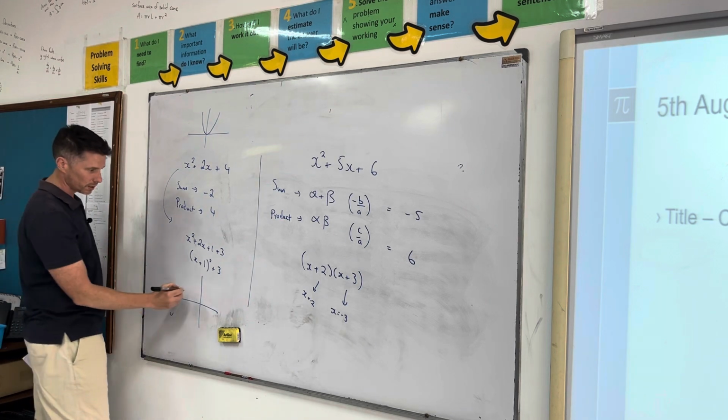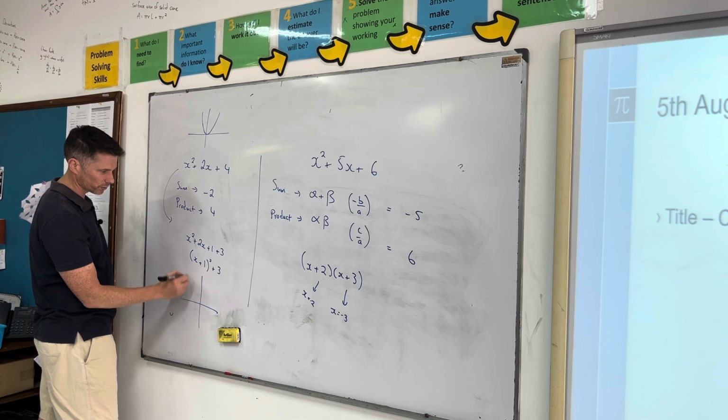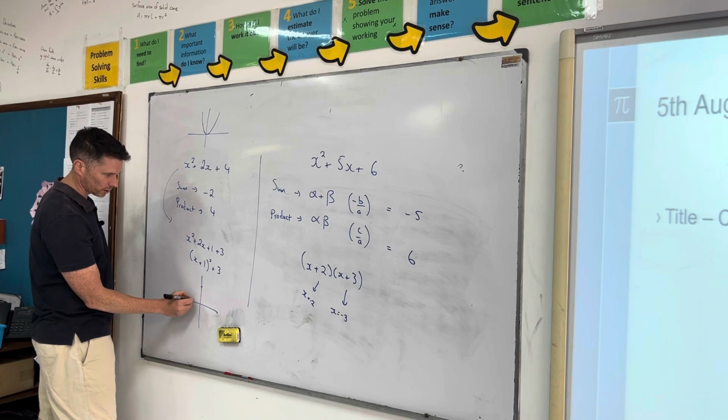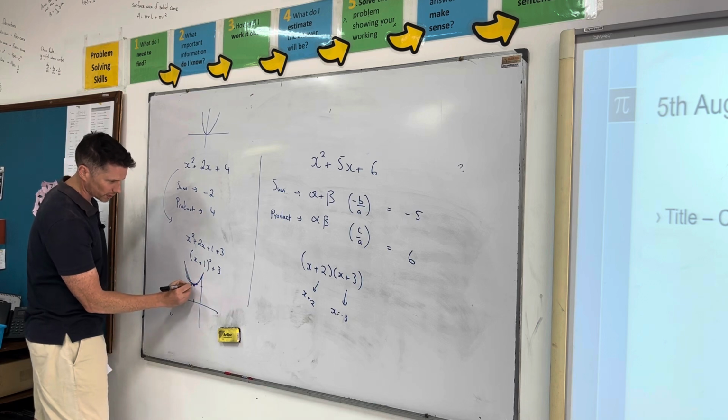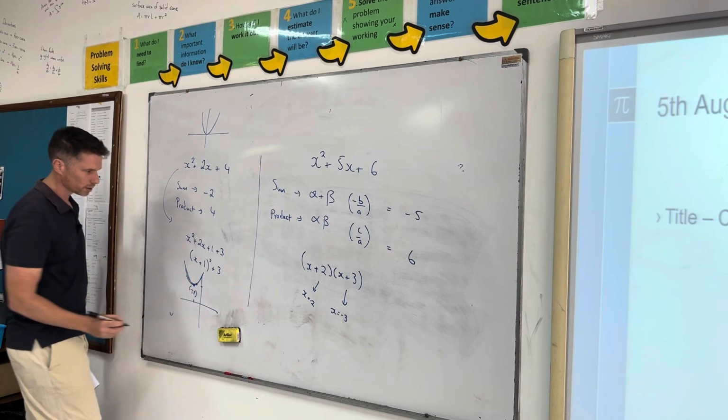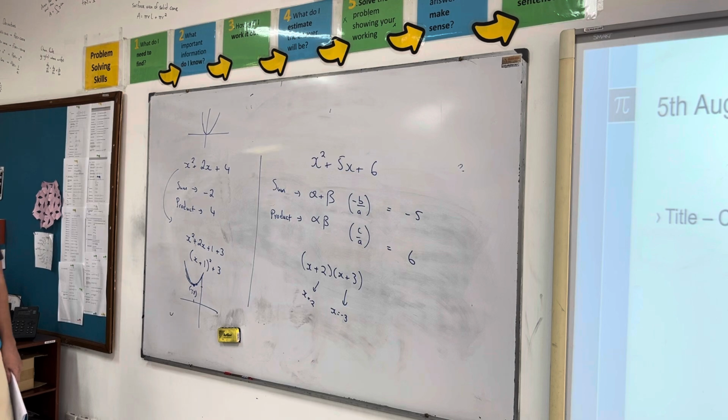So what's the vertex? Negative 1, 3. Yeah, negative 1, 3. So it's going to be, let's say 3 is here, negative 1 is there. So it sits up here somewhere, and the vertex is negative 1, 3. Very good. Okay, fantastic.